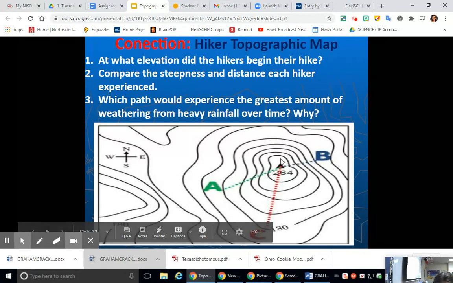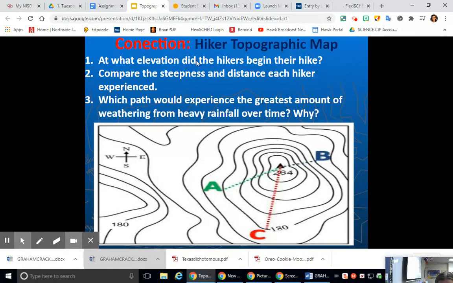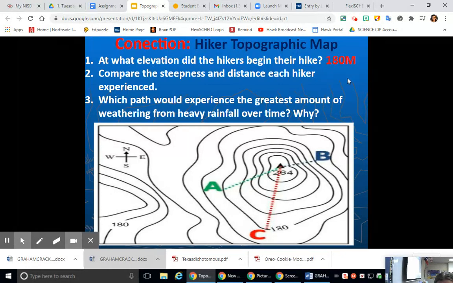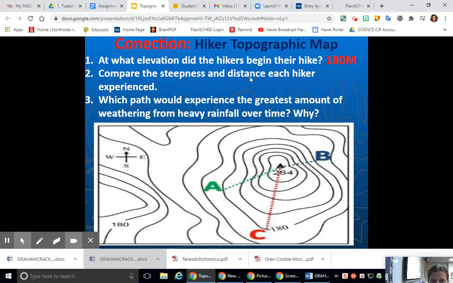So these hikers want to get to the top of the hill or the mountain. The top of a hill or a mountain is represented by a triangle, and it tells you the height of the mountain at the top. At what elevation did the hikers begin their hike? They all started at 180 meters. They just started at different places: he started in the west, he started in the east, and she started in the south. Compare the steepness and distance each hiker experienced.